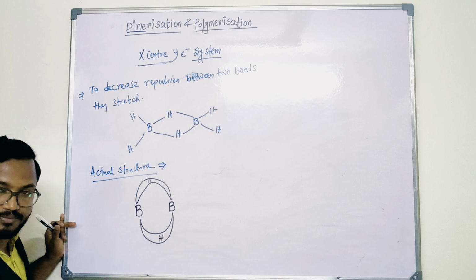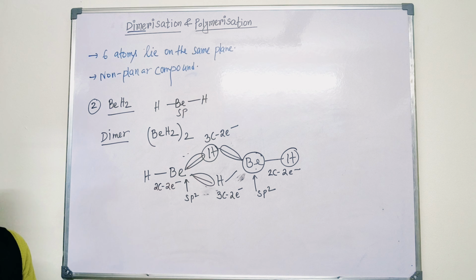One Be has a vacant orbital. Let us consider that this has 2 electrons and this has 0 electrons. So we can say that 2 electrons are shared between them. So this is also a 3 center 2 electron system. This is the general representation of the compound.